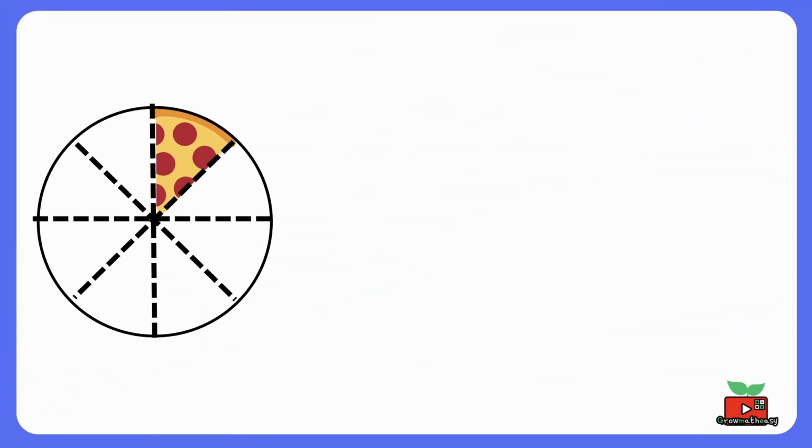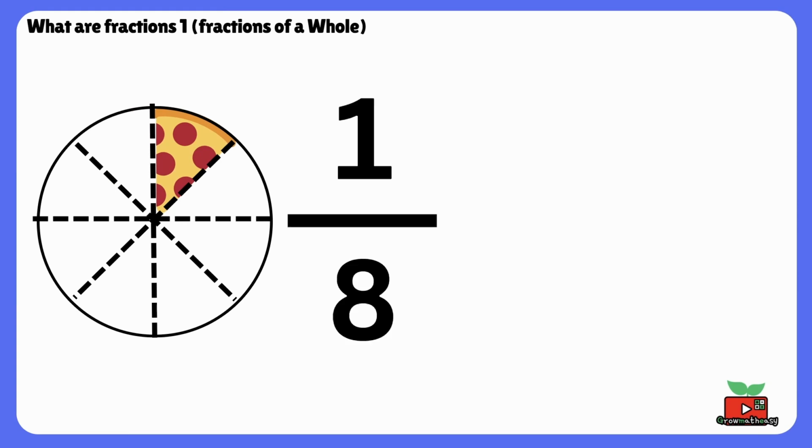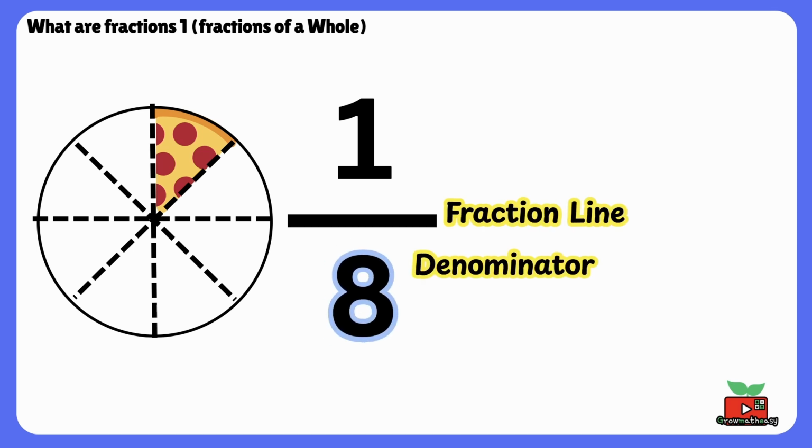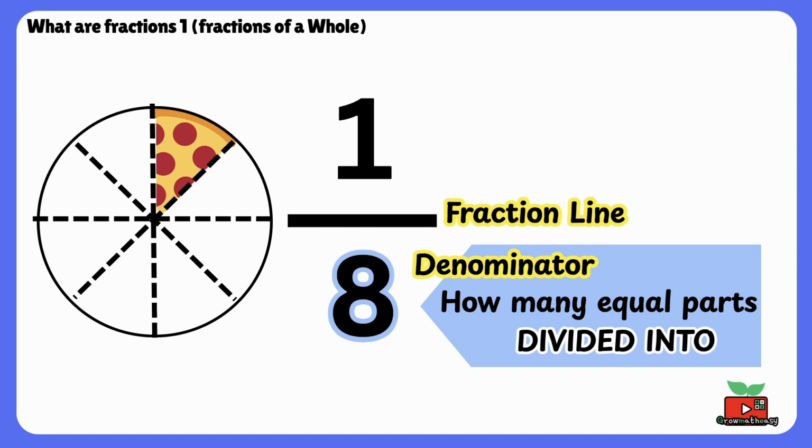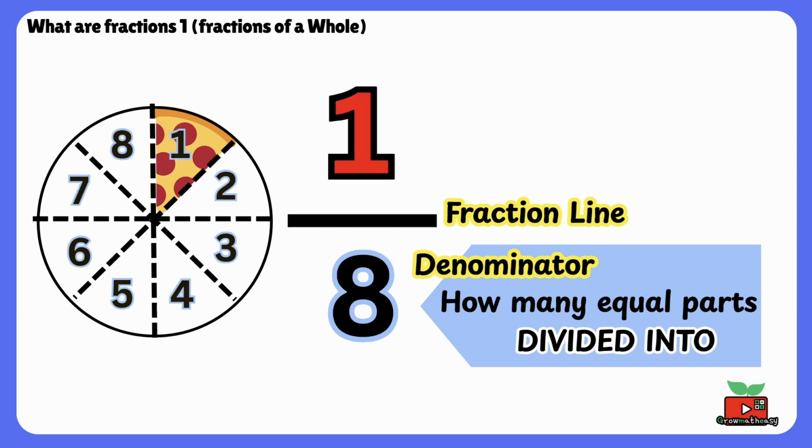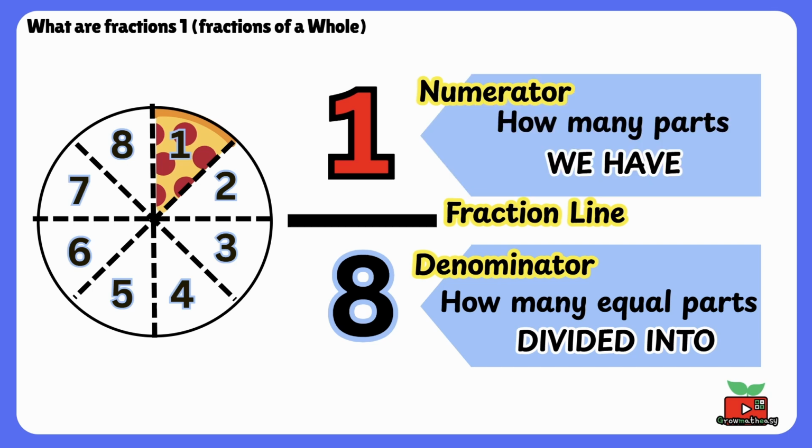Quick reminder, in What are fractions 1, we learned that a fraction has 2 numbers with a line between them. The line is called the fractions line. The bottom number is the denominator. It tells us how many equal parts the whole is divided into. In this case, the pizza is divided into 8 equal parts. The top number is the numerator. It tells us how many parts we have. Here, we have 1 part of the pizza. We can call this fractions 1 over 8 or 1/8.